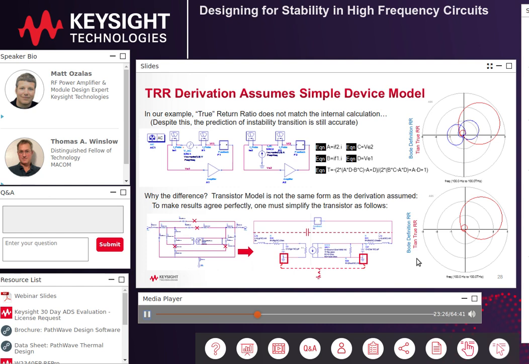Now that said, even though the curves on the top do not perfectly match, if you look closely at the area where the circuit transitions from stability to instability, the true return ratio does in fact predict that accurately. So I don't want to discount that approach completely.